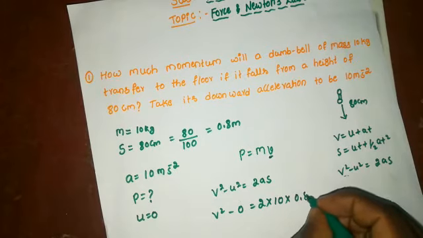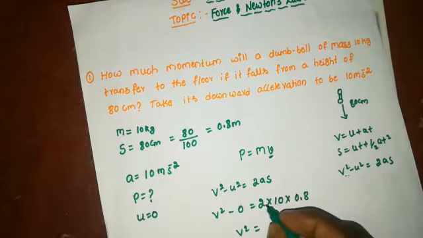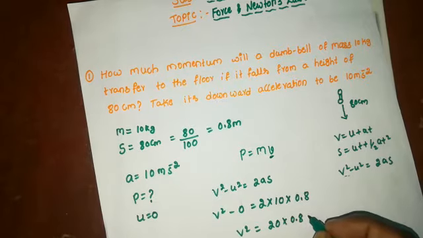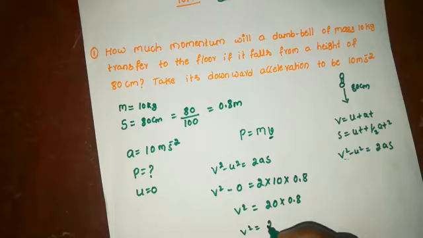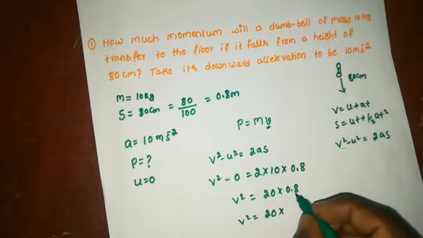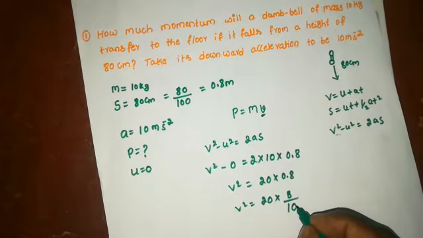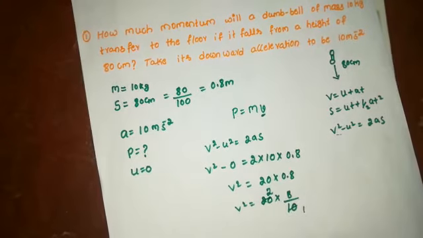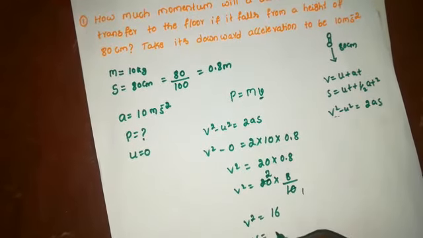Now v square is equal to 2 into 10, that is 20, into 0.8. We can write 0.8 as 8 divided by 10. Cancelling the 10, 8 twos are 16. So v square is equal to 16, then v is equal to the square root of 16.